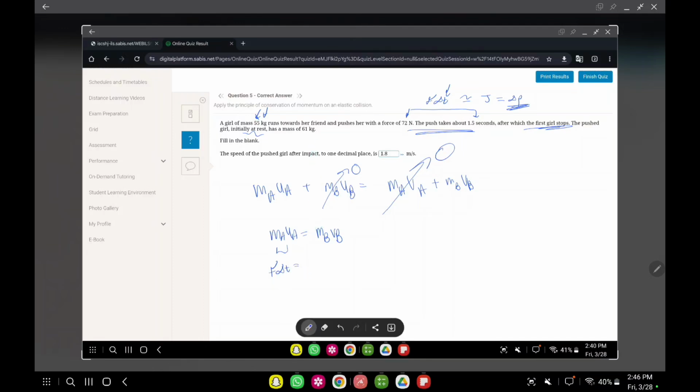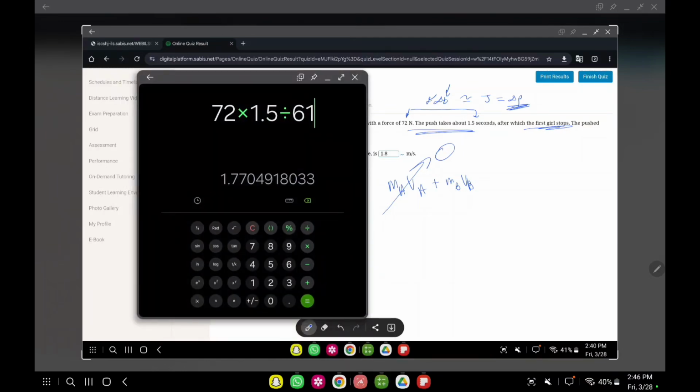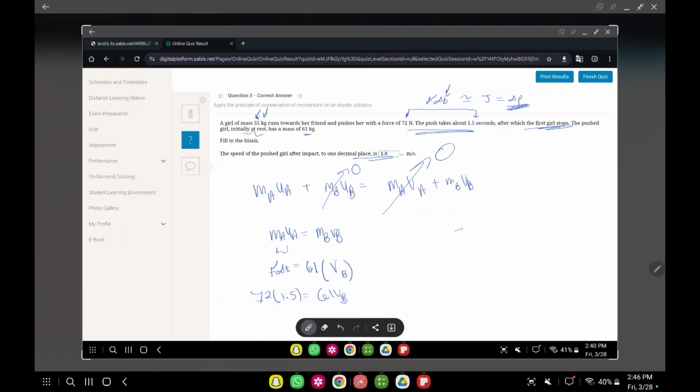Okay, now the second girl, 61 kg, and we don't know the velocity she's moving at, right? So we're going to say VB. Now can you solve? Yes, you can. So you're going to say 72 times 1.5 equal to 61 VB. Then to one decimal place, you're going to get 1.77. Round it, you get 1.8. Very easy.